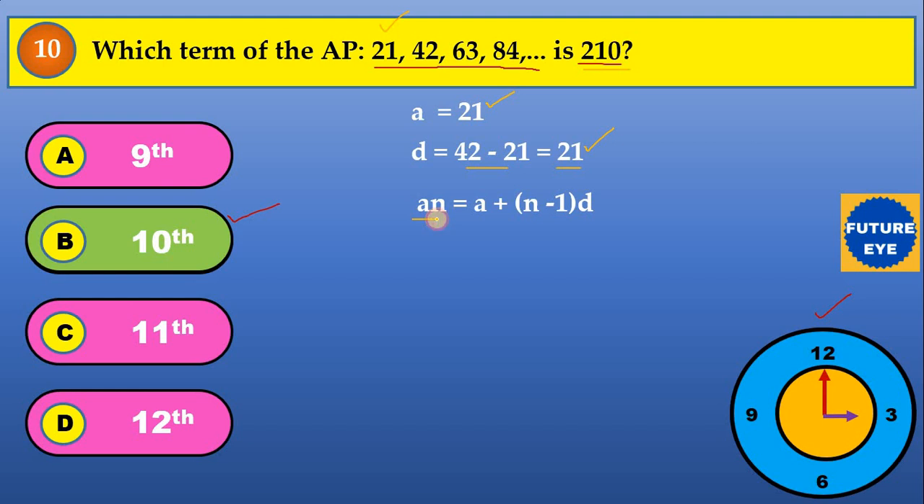So, in the place of an, substitute 210. See, 210, A value is 21. N we need to find. Hence, n minus 1. And the value of D is 21. So, let us simplify those, children, now.